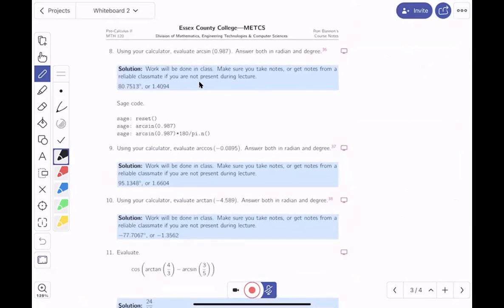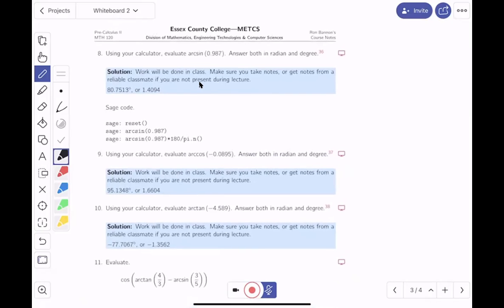And it says, using a calculator, you want to estimate what this is. So I put this over here. Arc sine of 0.987, inverse sine or arc sine 0.987. If your calculator is in degree mode, it's going to return on a calculator an approximate number, all right?